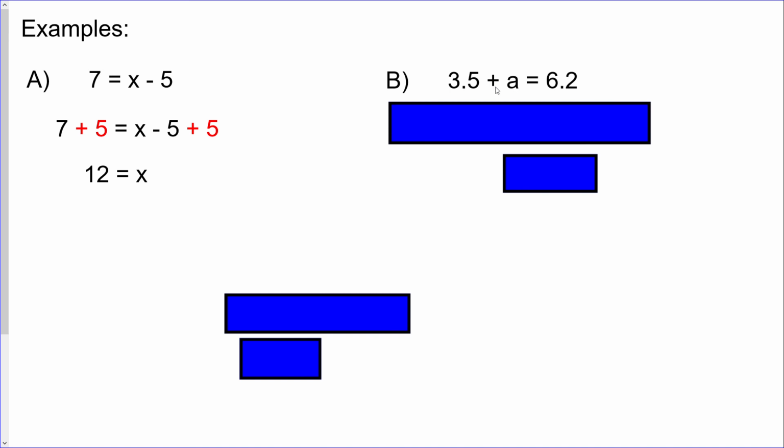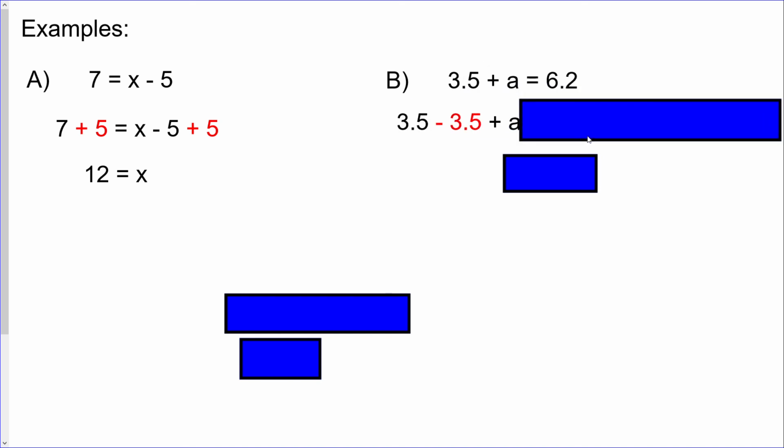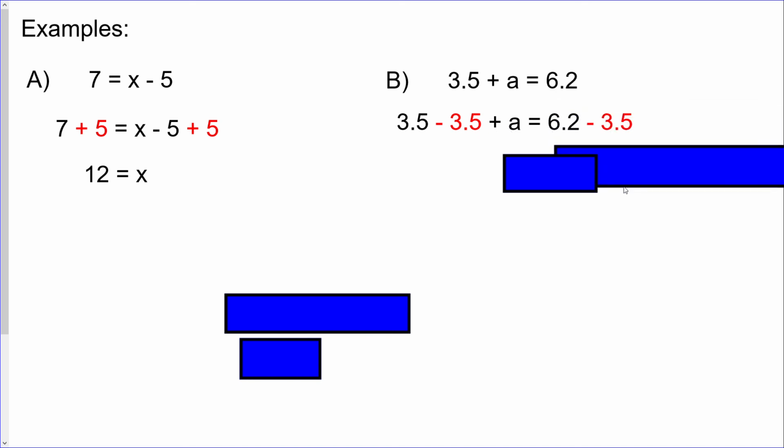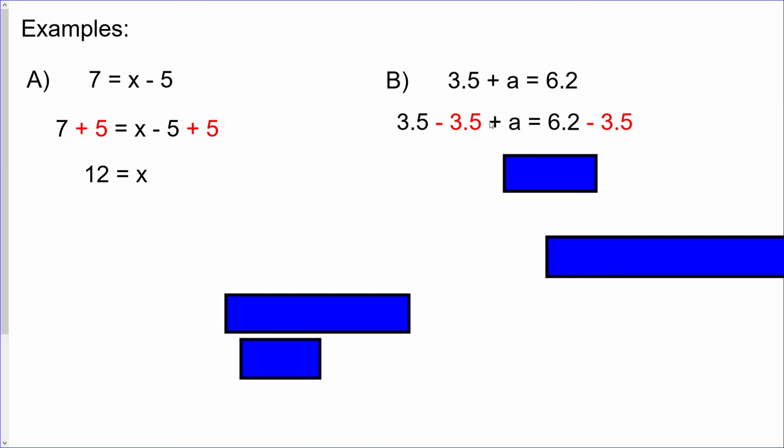So 3.5 plus a equals 6.2. So you do the same process with decimals. You do the same process even if the a happens to be the second thing there. Okay, because we've got a positive 3.5, we want to subtract 3.5. Okay, plus a. And then we do the same thing to the other side. Okay, and then we're left with a equals 2.7.